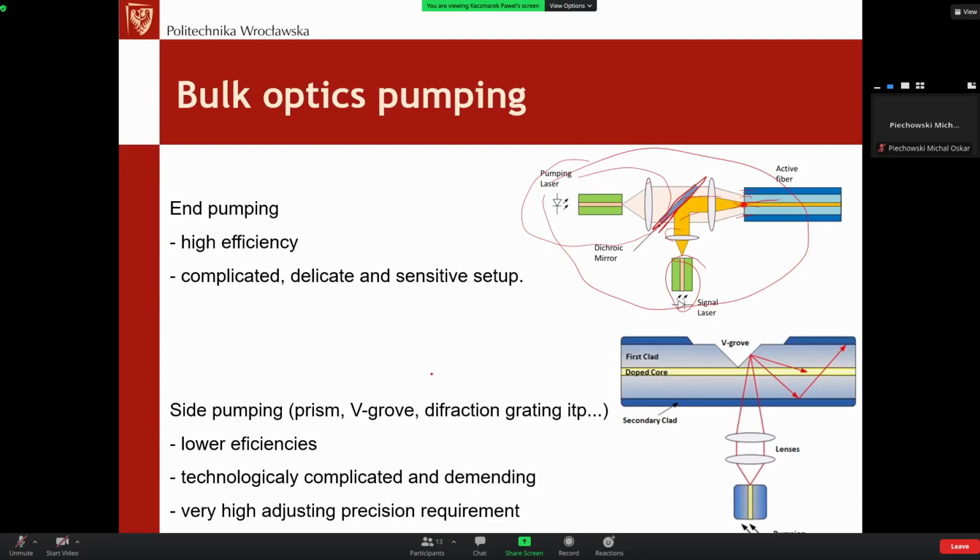Another approach can be so-called side pumping using some V-grooves or other structures just made on the fibers. Everything which allows you to separately introduce the signal to the core and the pumping radiation to the cladding was okay, but all of them were based on bulk optics, so they weren't practical regarding industrial applications.